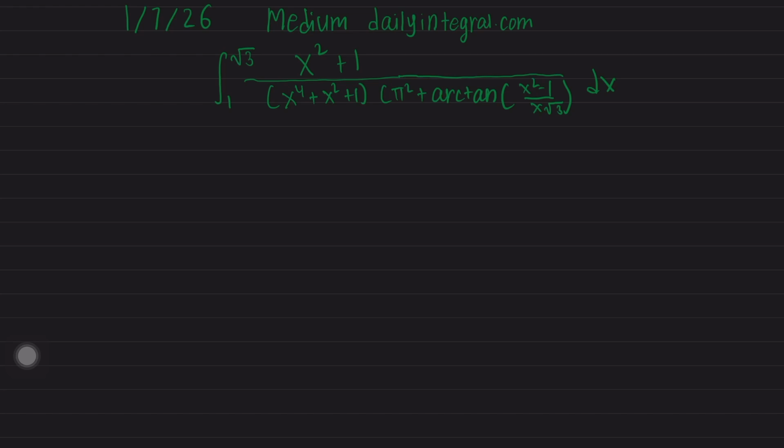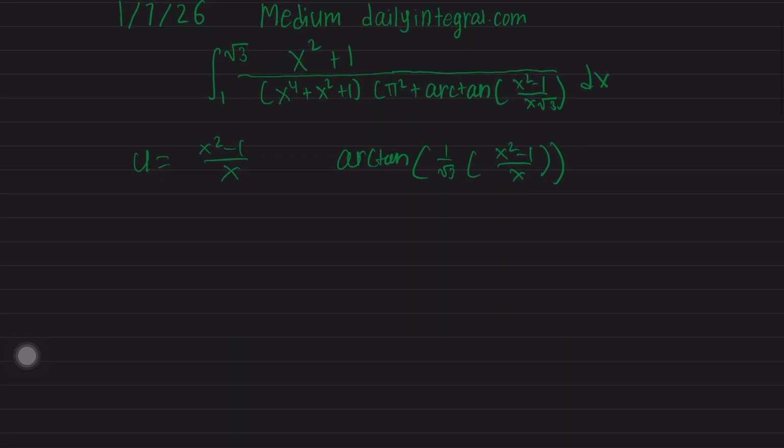So here we have an arctan. What we can do is try substituting x squared minus 1 over x. The reason we're gonna leave this root 3 and just factor it out like there. So that's gonna look like arctan of 1 over square root 3 times x squared minus 1 over x. We're just gonna keep it like this, and then we can substitute in x squared minus 1 over x.